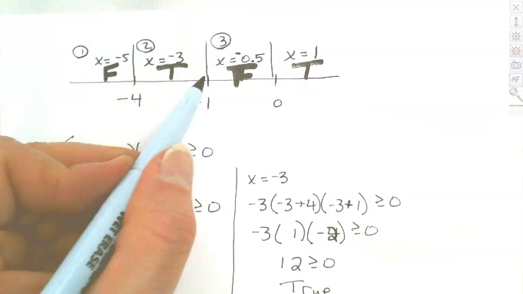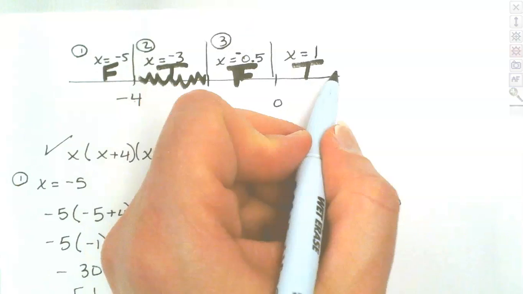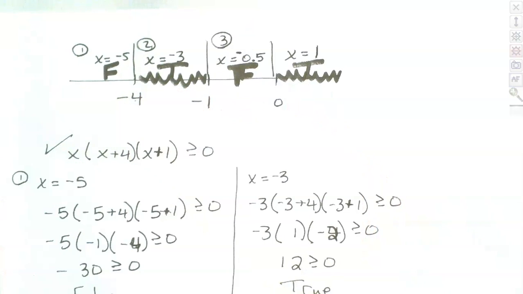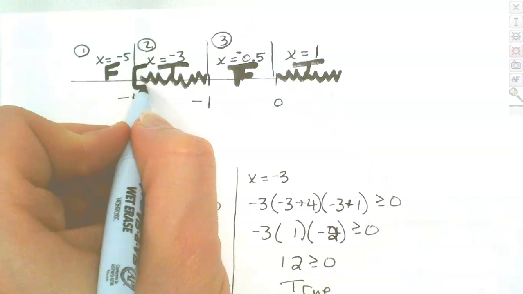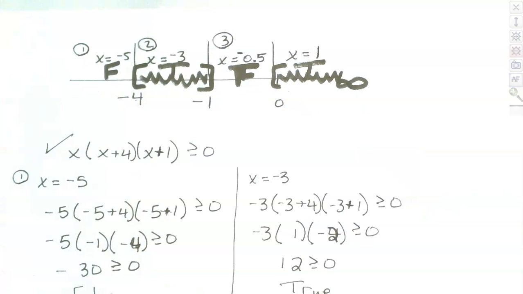And where do we shade? We're going to shade here in region 2. And we're going to shade over here in region 4. And it looks like these are going to get square brackets. And this goes to infinity.